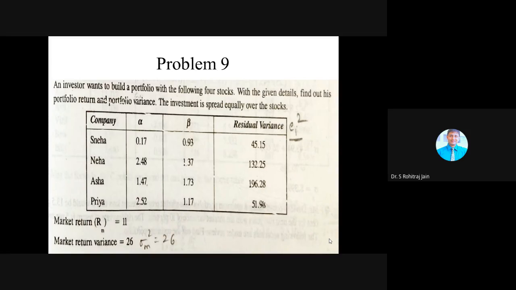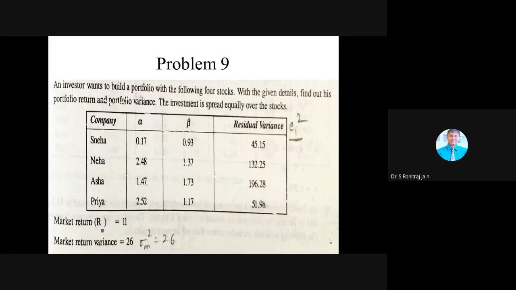Students, they have given me 4 stocks. They have asked me to calculate the portfolio return and portfolio variance. So that is RP and sigma P square. I'm repeating, RP is portfolio return and portfolio variance is sigma P square. The investment is spread equally over the stocks.